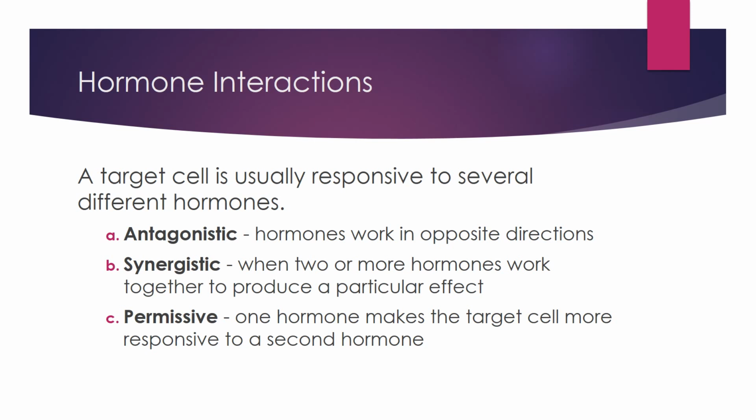The last modality is permissive, when one hormone makes the target cell more responsive to a second hormone. For example, exposure to estrogen makes the uterus more responsive to progesterone. Another example would be an increased secretion of parathyroid hormone making the intestines more responsive to vitamin D3 and calcium absorption.